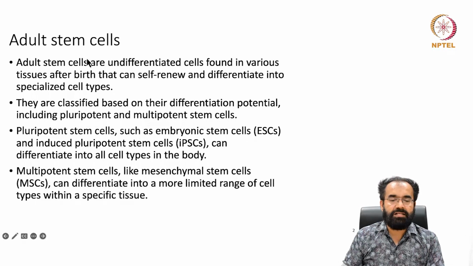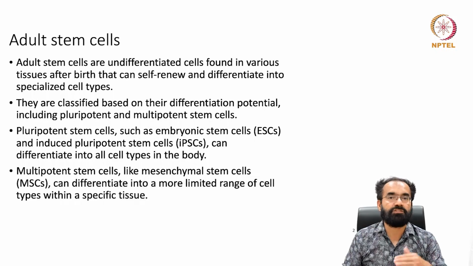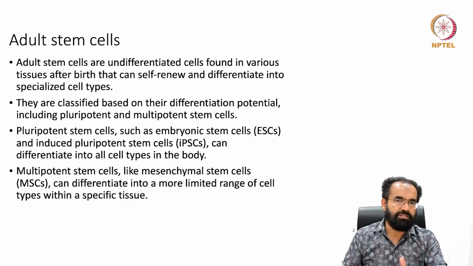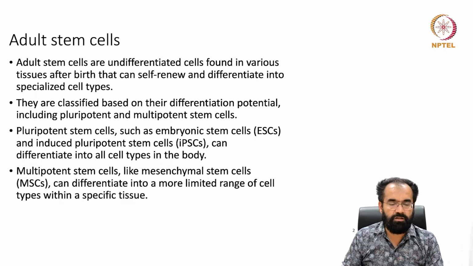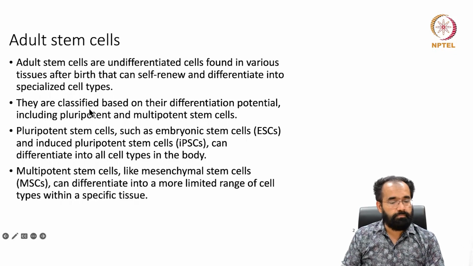So adult stem cells are undifferentiated cells found in various tissues after birth that can self-renew and differentiate into specialized cell types. We know that because adult stem cells stay throughout the lifespan of an organism. We have seen this multiple times. We will see it in today's class also very quickly. We'll flash through them. They are classified based on their differentiation potential, including the pluripotent and multipotent stem cells.